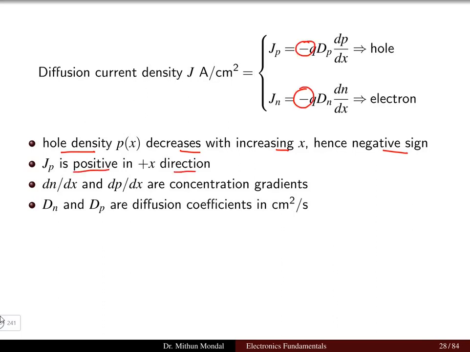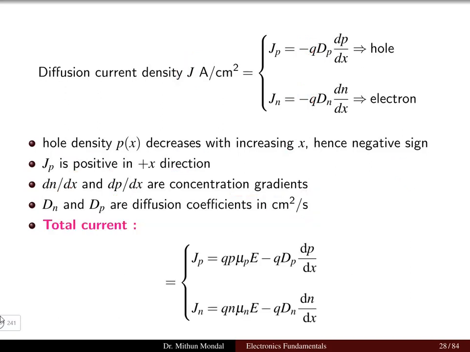So when the concentration gradient is in the positive x direction, the J value is positive, and these dn/dx and dp/dx are the concentration gradients, whereas the diffusion coefficients, with unit centimeter square per second, are given by the constants Dn and Dp. So if we talk about the total current, it will be the summation of the drift current plus the diffusion current.